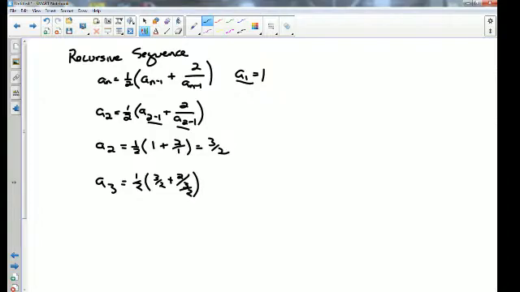Can anybody think of a very famous recursive sequence? Fibonacci sequence. What's the recursion there? 1, 1, and then 2. What's the third term? 2, right? Because you add these 2. What's the next one? Add the prior 2. What's the next one? 5. And then we add these and get 8.